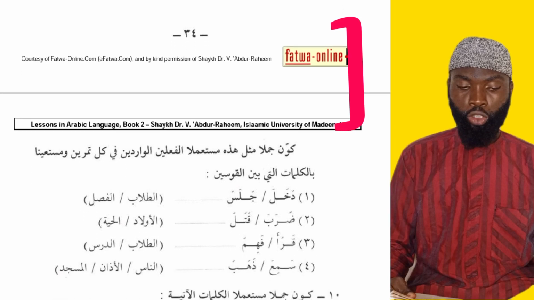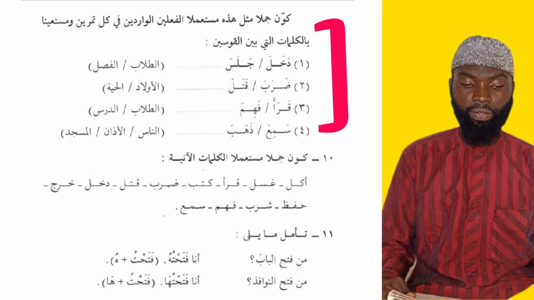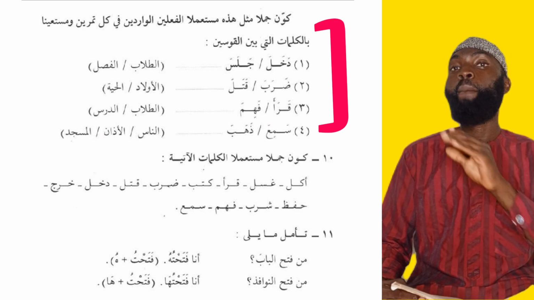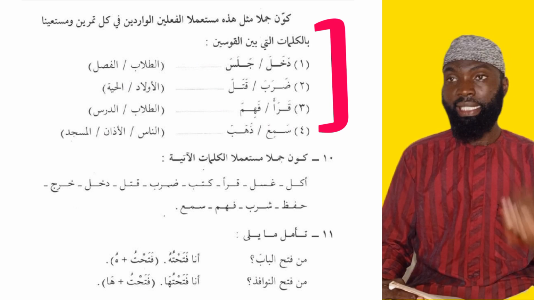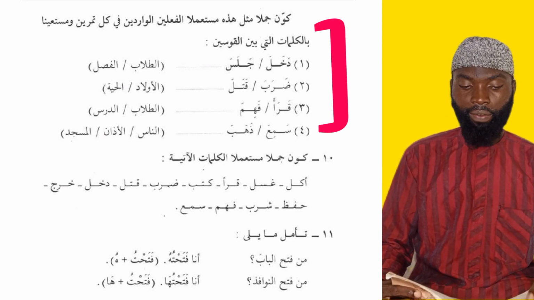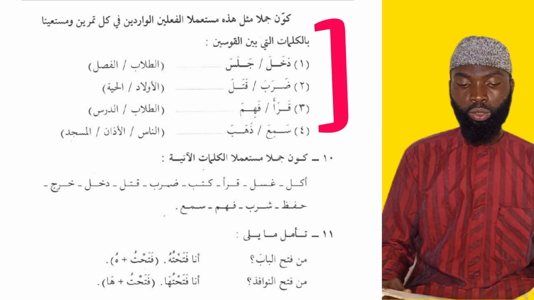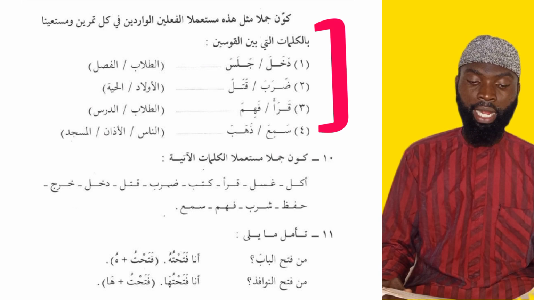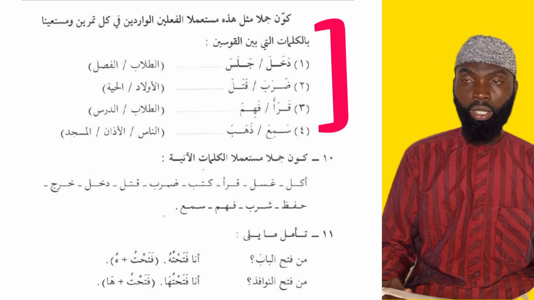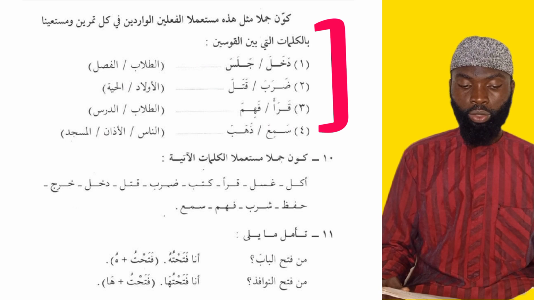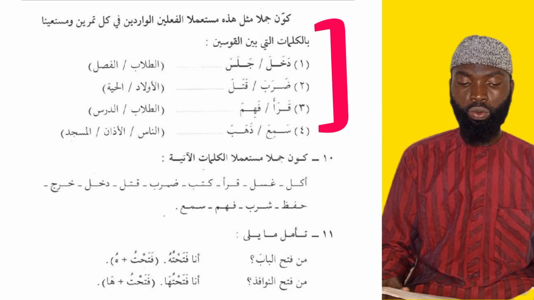Next exercise, the instruction says: "kawwin jumalan mithla hadhihi musta'milan al-fi'layn al-waridayn fi kulli tamrin wa musta'milan al-kalimata allati bayna qawsayn." Since we have seen the above examples, we are now to form sentences in the form of this example. Number 1, we have dakhala and jalasa. We can say dakhala at-tullabu al-fasla wa jalasu. Number 2, we have daraba and qatala, al-awlad al-hayya. We say daraba al-awlad al-hayyata wa qataluha. Now we have qara'a and fahima, and at-tullabu, darsa. We say qara'a at-tullabu al-darsa wa fahimuhu.